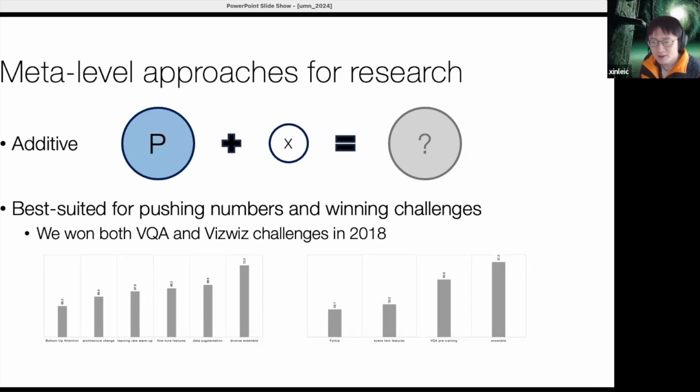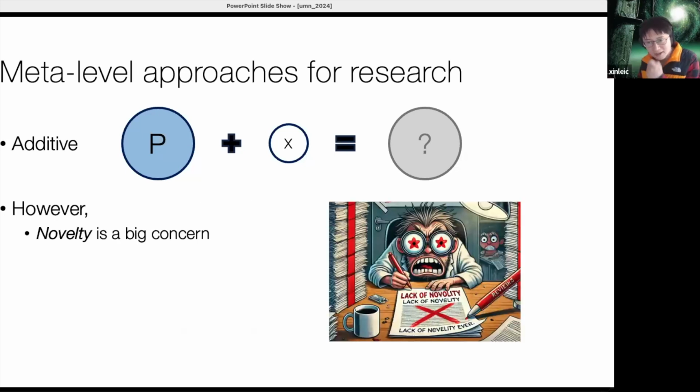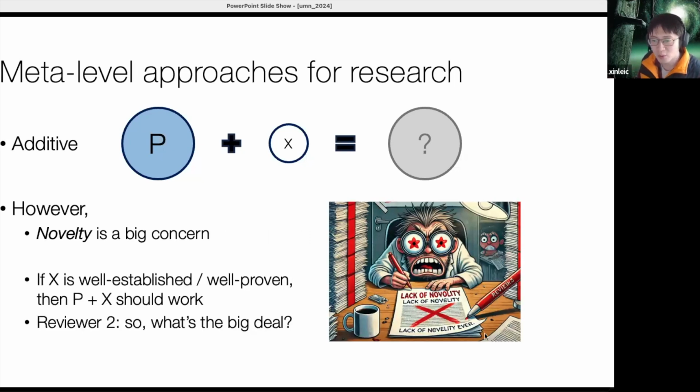But there's a problem. The problem is on novelty, because if X is already well established and well known, then people would expect that P plus X should work, right? Because X has worked so many times, P plus X is just yet another time it's working. So some reviewers may complain about the novelty. What's a big deal, even if it works?